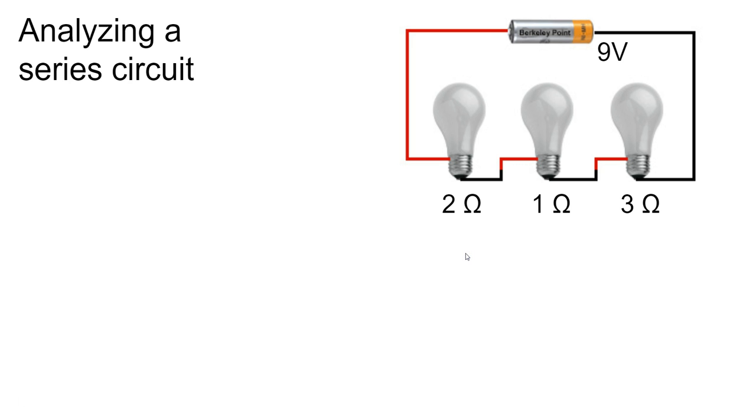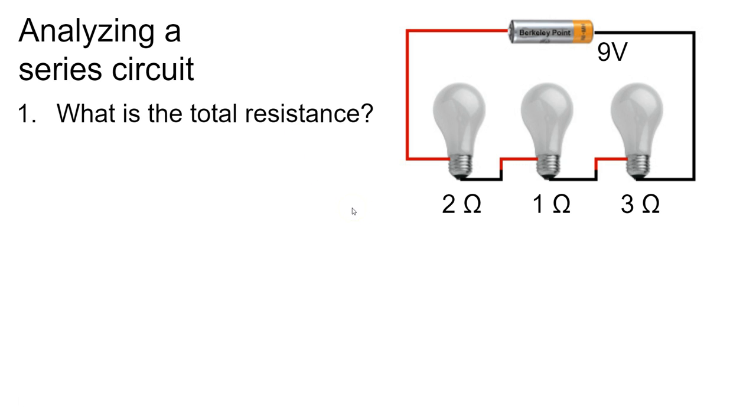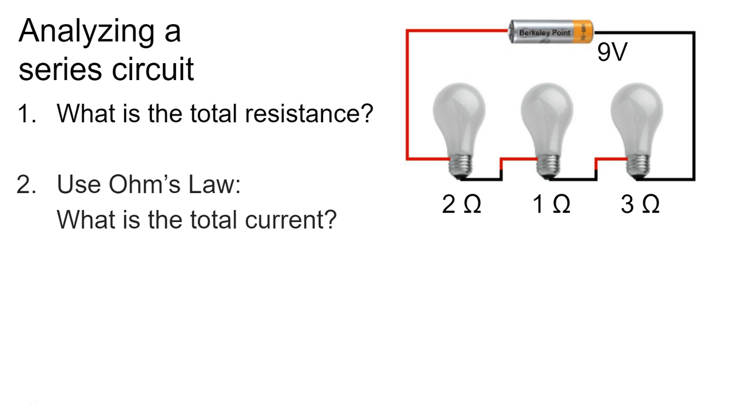So let's say we have an actual circuit here. Instead of having little symbols, I put in the pictures because hopefully that's a little bit easier for you to visualize. So what would the total resistance be? See if you can figure that one out on your own. And then using Ohm's law, what would the total current be? So go ahead and pause it if you want to try doing it on your own. But I'm just going to go over the answer now.